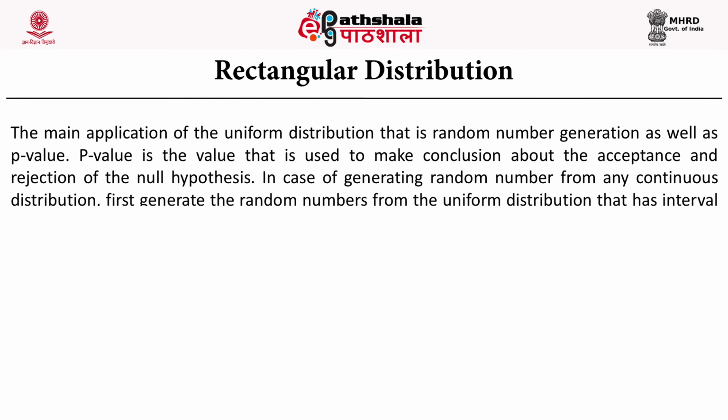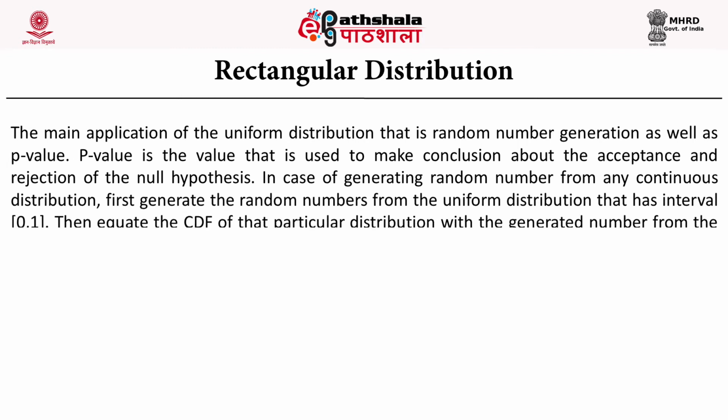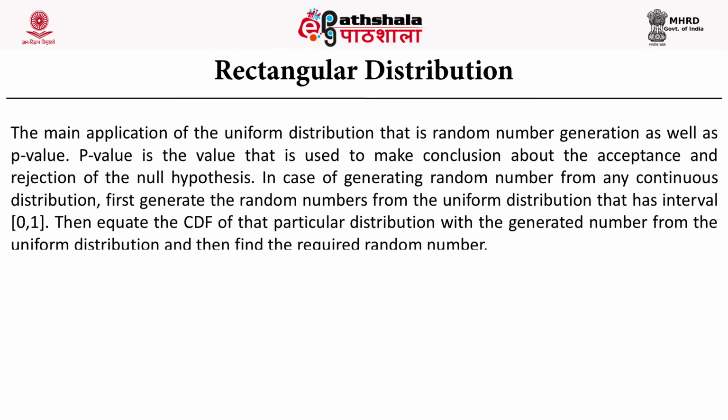P-value is the value that is used to make a conclusion about the acceptance and rejection of the null hypothesis. In case of generating a random number from any continuous distribution, first generate a random number from the uniform distribution that has interval between 0 and 1. Then equate the CDF of the particular distribution with the generated number from the uniform distribution, and then find the required random number.